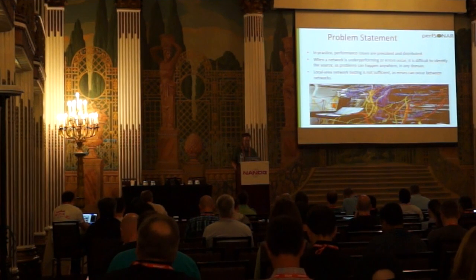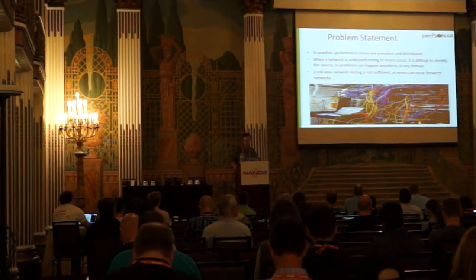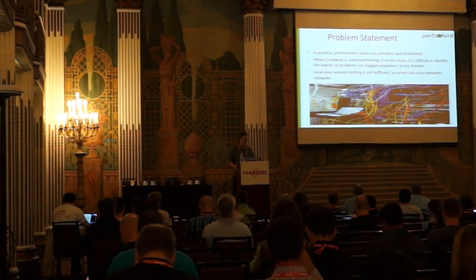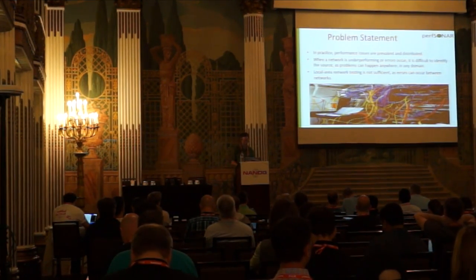So in practice, we find that performance issues are pretty common. And when the network is underperforming, it can be quite difficult to actually understand the source of the problem. I mean, step one is just to be able to notice that the network is underperforming. But then step two, pinpointing, is still fairly difficult. And the other thing that we found over and over again is that local testing is just not sufficient. A lot of problems only show up when you're going fairly far away.